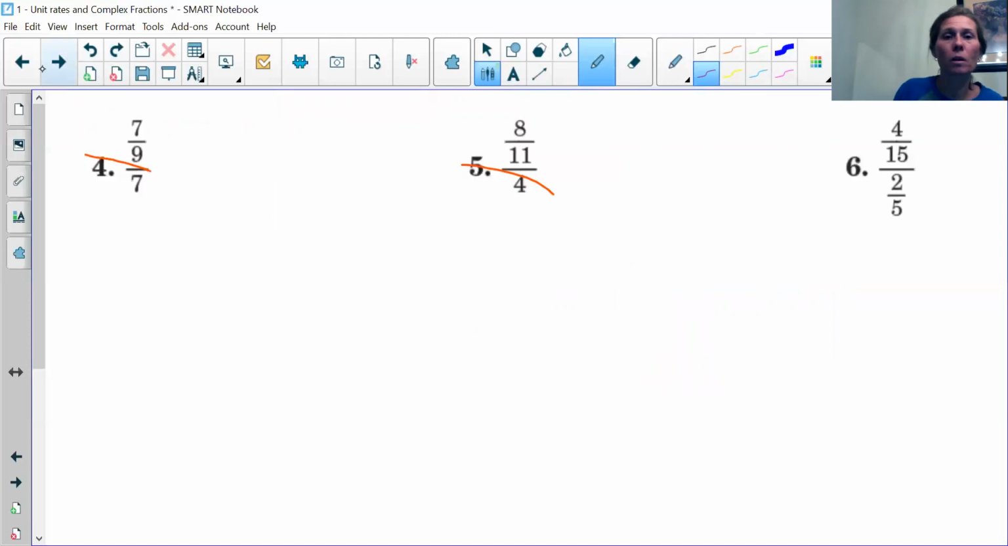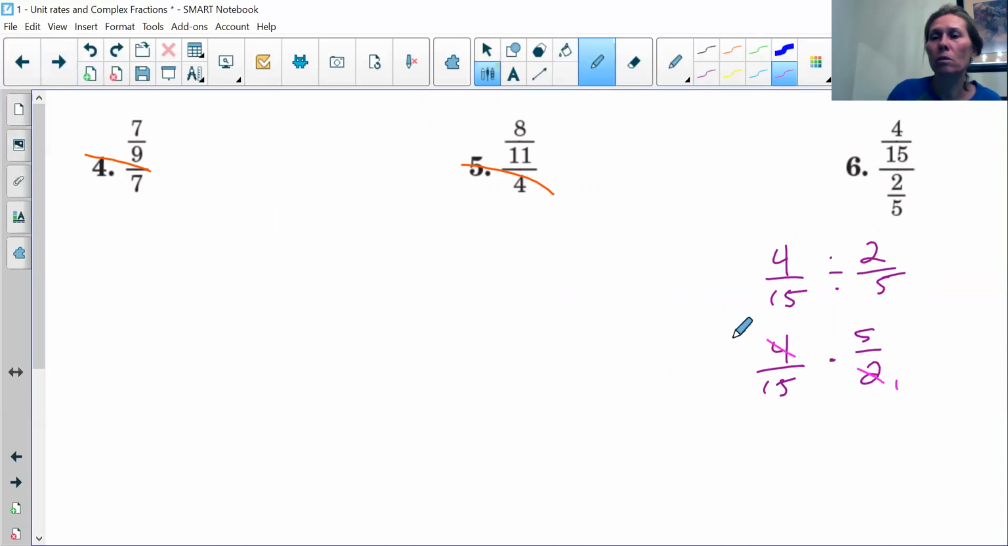Okay. The next problem we're going to do is number 6. All right. Let's look at number 6. Number 6 says 4/15 divided by 2/5. So 4/15 divided by 2/5. So 4/15 times 5 over 2. We're going to cross simplify. 1, 2. Cross simplify. 1, 3. Which gives me 2/3. All right. 2/3 is your answer.